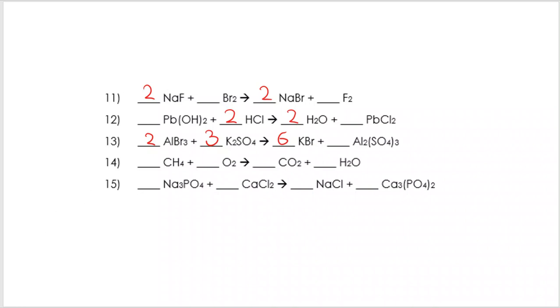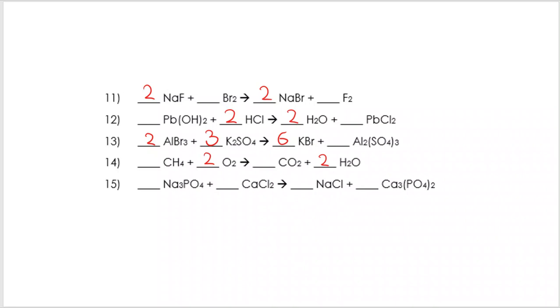Then on to the next one. We saw an example here with butane. This works in a similar way. My carbons are balanced. I've got 4 hydrogens, 2 hydrogens, so I need 2 H2O. I've now got 2 plus 2, 4 oxygens. I need 2 O2 to balance it.